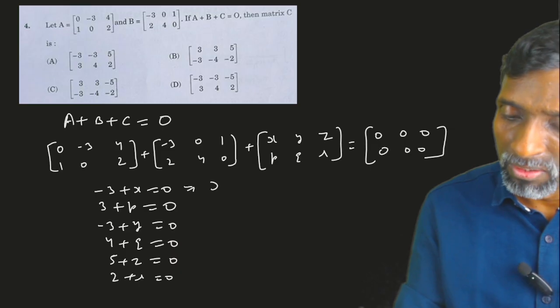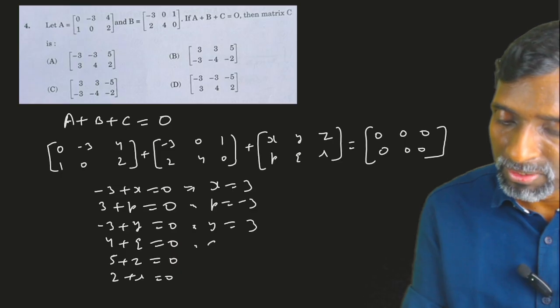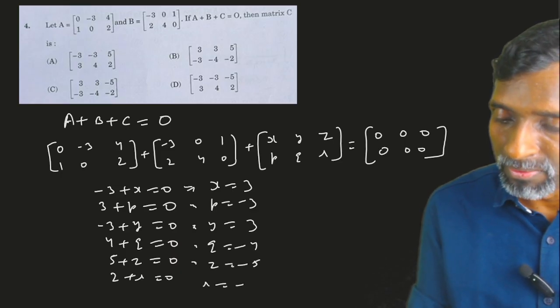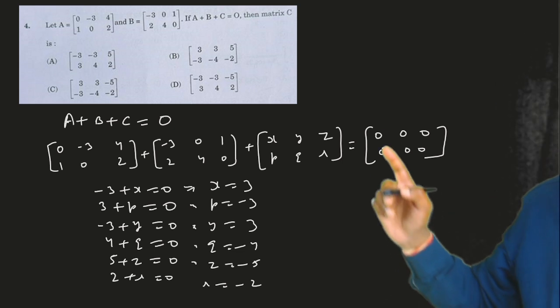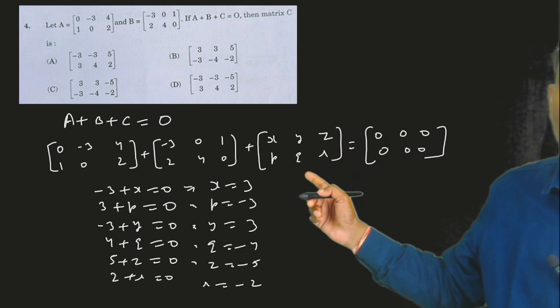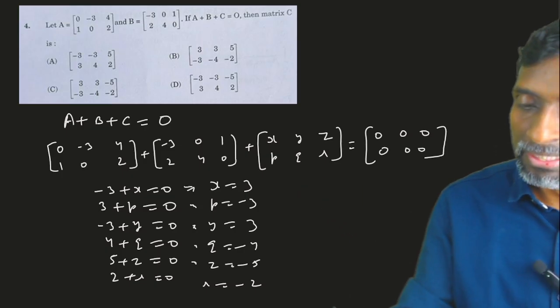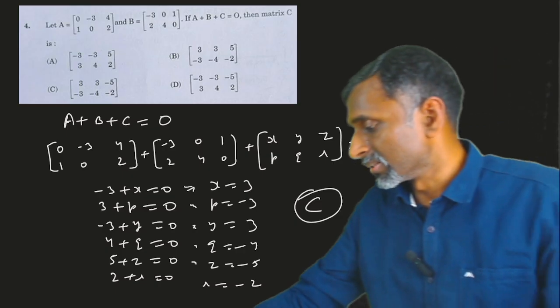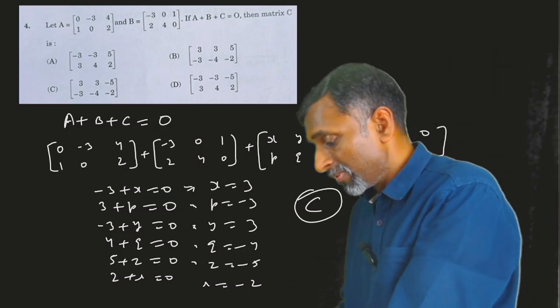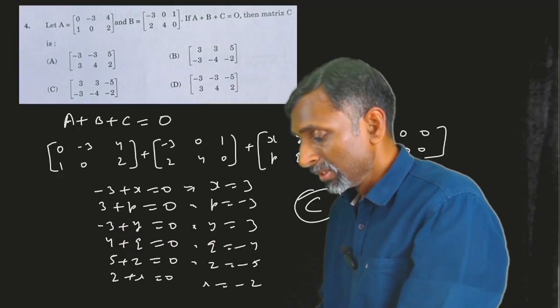So we can find the value of x is equal to 3. We can say p is equal to minus 3, y is equal to 3, q is equal to minus 4, z is equal to minus 5 and r is equal to minus 2. Now we can put in this matrix x, y, z, so the first row will be 3, 3, minus 5. Where is 3, 3, minus 5? In option C. So option C is the correct answer. So in question number 4, we got answer C. Very good.